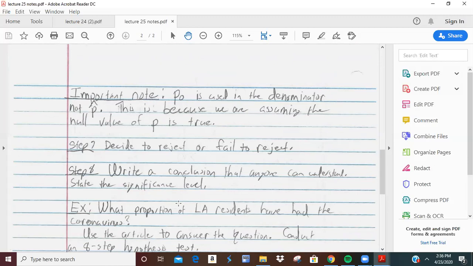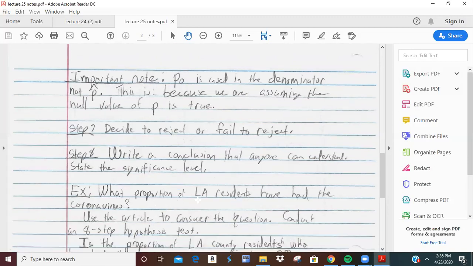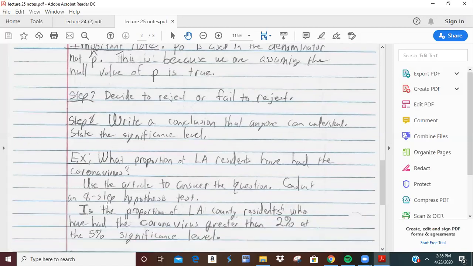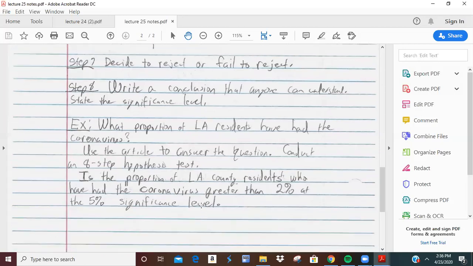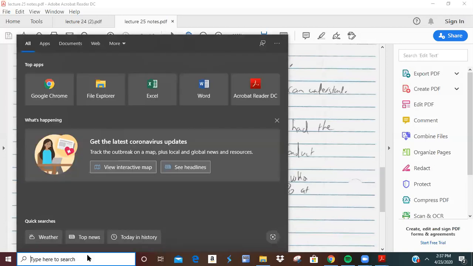So we're going to look at an article that was published about the proportion of LA residents who have had the coronavirus so far, and we're going to use the article to do an 8-step hypothesis test. The hypothesis that we're investigating is: is the proportion of LA County residents who have had the coronavirus greater than 2% at the 5% significance level? A lot of students get confused because now there are multiple percents. This is the significance level, just our value of alpha. This is our hypothesized value of p. So I'm going to type this up in a Word document.